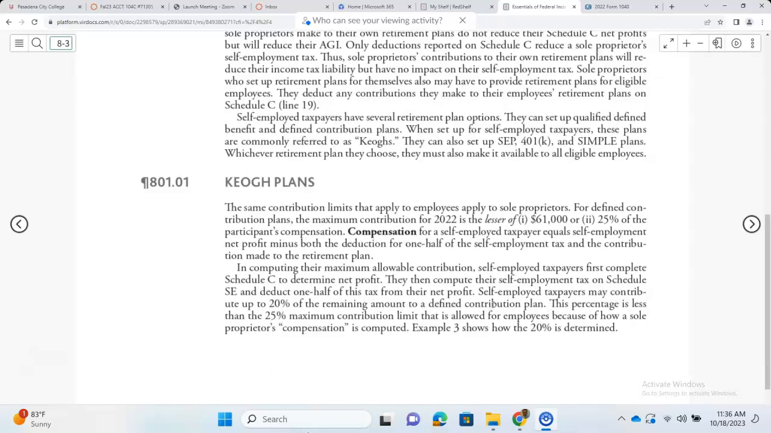And a defined contribution plan, one more time, it's a plan that you contribute to, but in the future, there is no guarantee what you're going to get. You get whatever you get. It's not a defined benefit plan, it's a defined contribution plan.